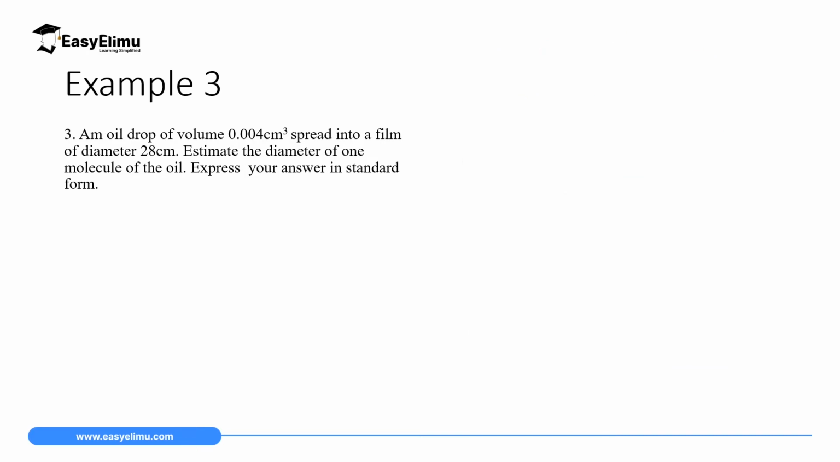So the third question reads, an oil drop of volume 0.004 cubic centimeter spread into a film of diameter 28 centimeter. Estimate the diameter of one molecule of the oil. Express your answer in standard form.